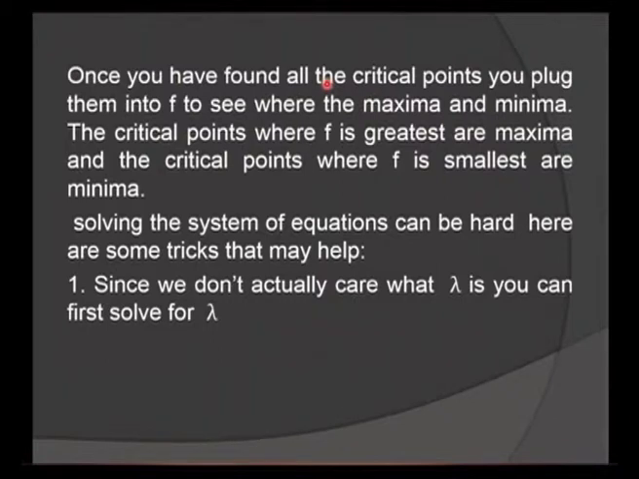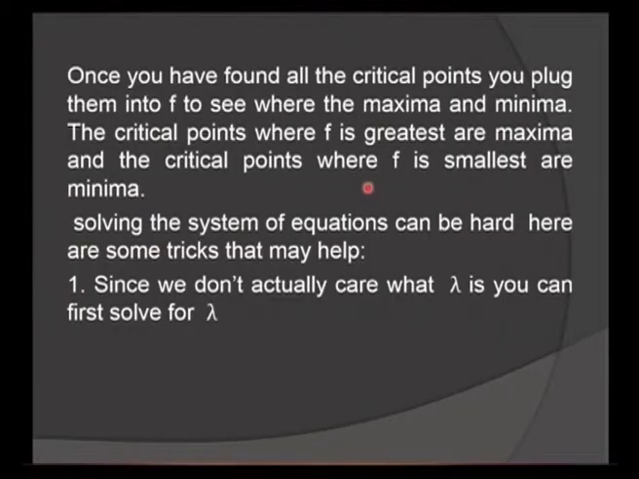The function f of x, y, z will have a maximum and a minimum. To see the value of the maximum and minimum, you need to plug all the values of the critical points into the function f of x, y, z. The critical points where f is greatest are called maxima, and the critical points where f is smallest are called minima. So this is the definition of maxima and minima in the Lagrange multiplier.